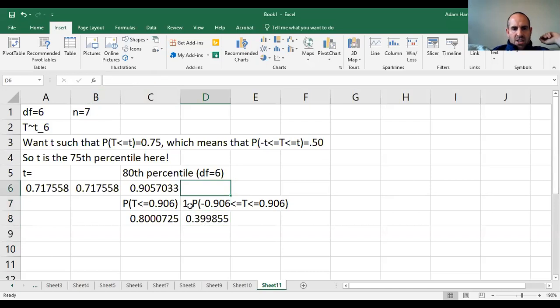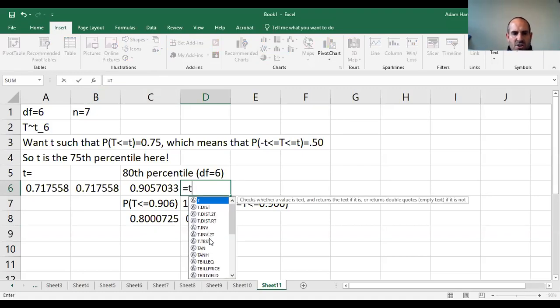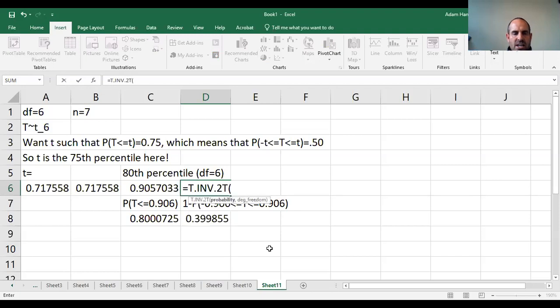And another way that you could have gotten the 0.906 is you could have used the t inverse two-tail thing, and you could have said, okay, how much probability do you want in the two tails?